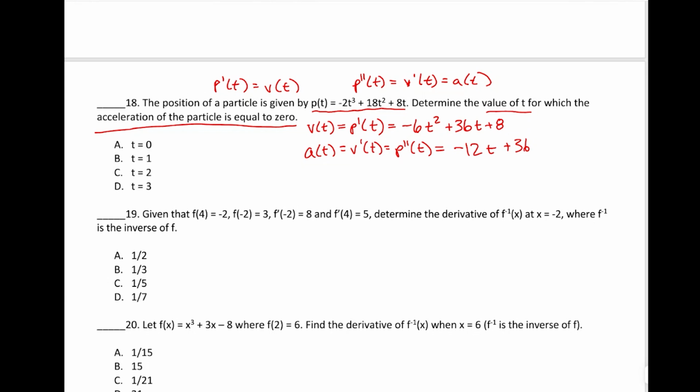So that's our formula for acceleration. We want to find when the acceleration is equal to 0. So we'll set this acceleration equation equal to 0, subtract 36 from both sides, and divide both sides by negative 12. We're going to get t equals 3. Our answer is D.